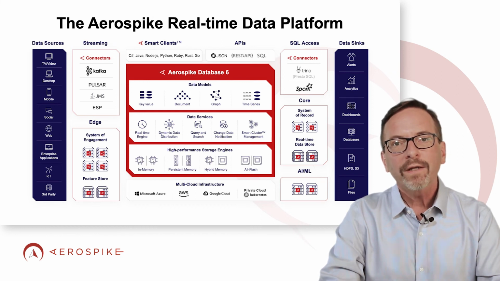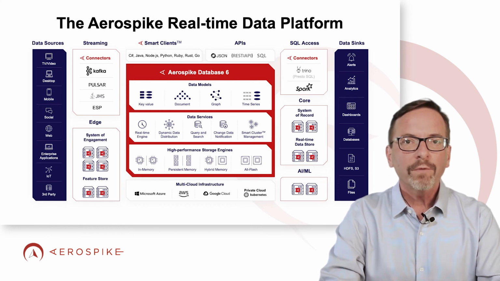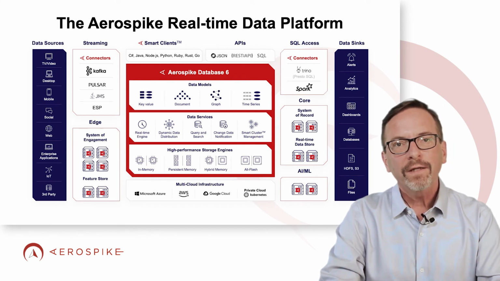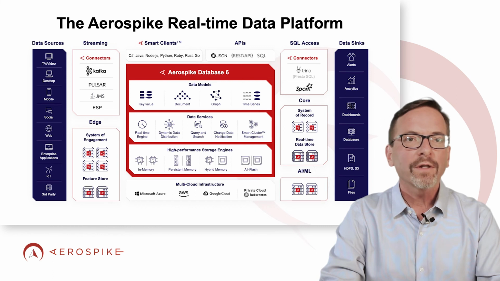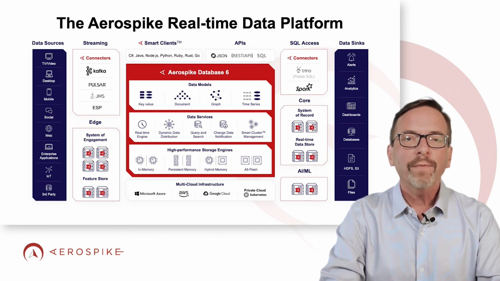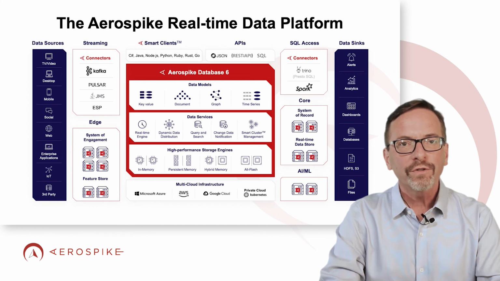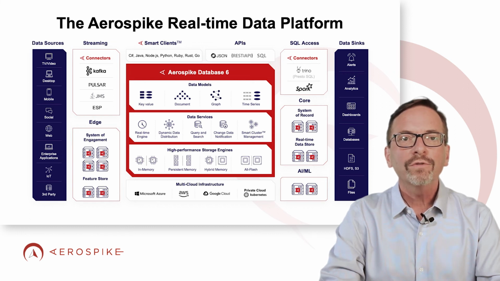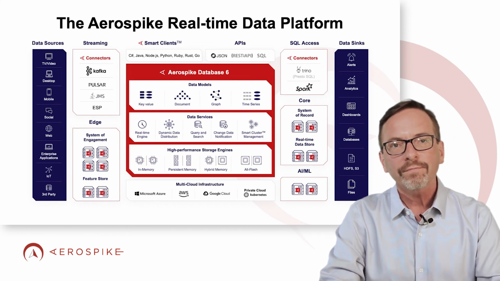As for the Aerospike database itself, the primary capabilities are real-time transaction processing, data distribution across the nodes in the cluster, query and search capabilities, change notification for data, and cluster management to automatically reassign data partition ownership in the cluster when nodes are added or removed.